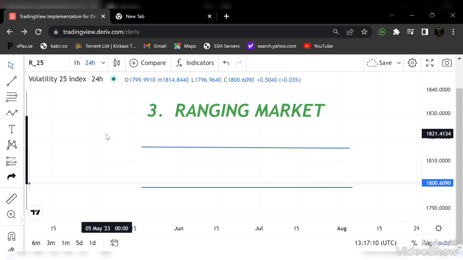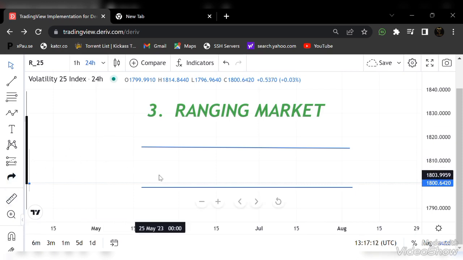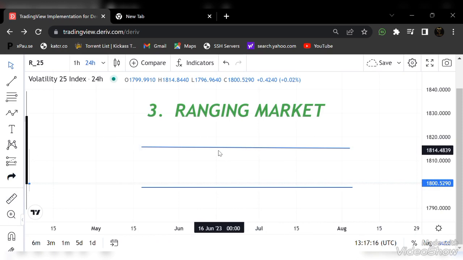So we are done with market structure for today. Even in the future, we're going to do a detailed video of price action explaining these concepts with live market examples.